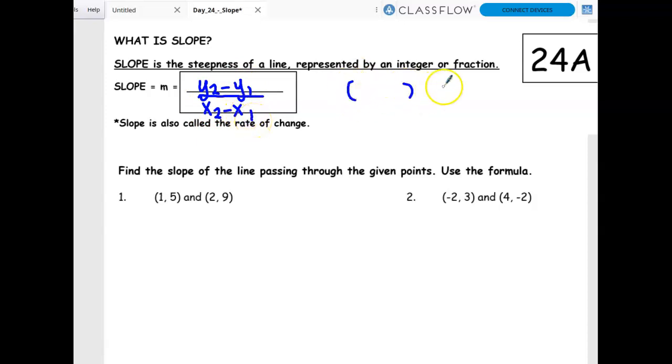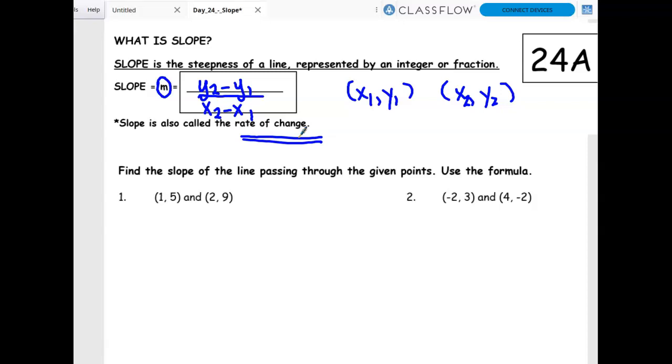If we have two ordered pairs, they're in the form (x, y). The first ordered pair would be (x1, y1), and these are subscripts. The second ordered pair would be (x2, y2). The variable m is what we use for slope. Slope is also called the rate of change. This is important: the rate of change.